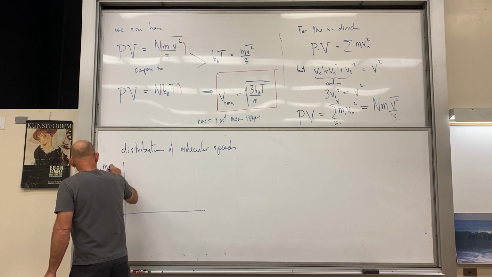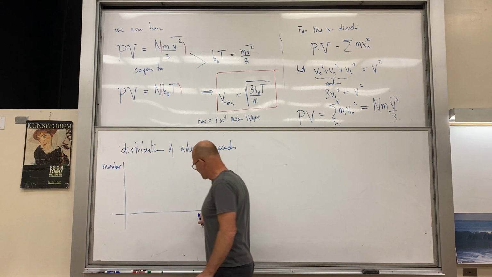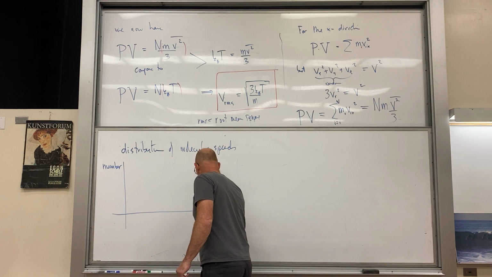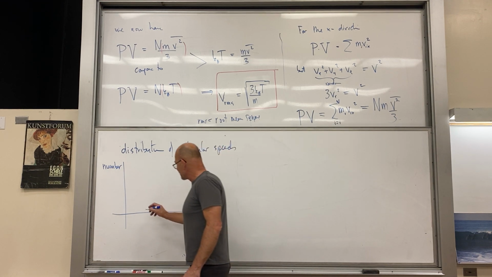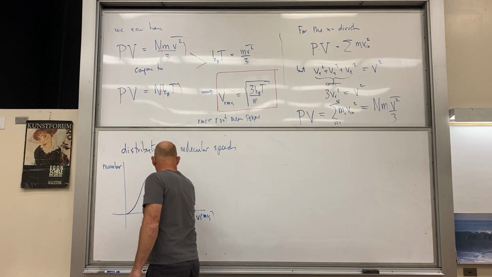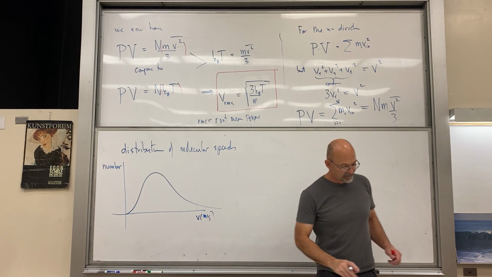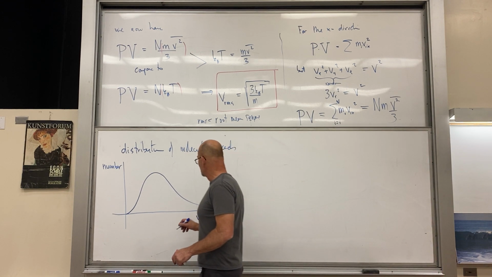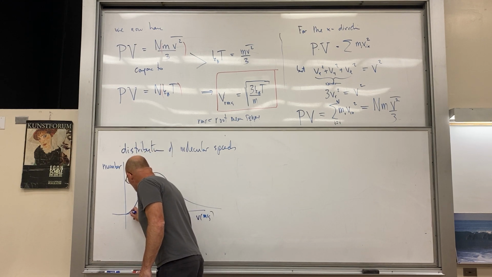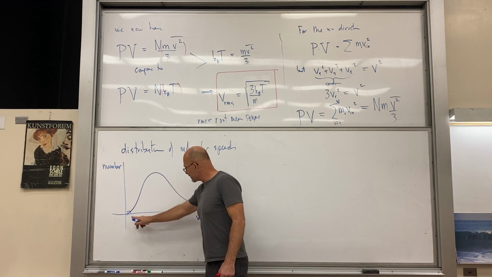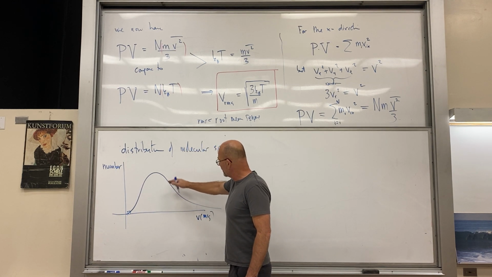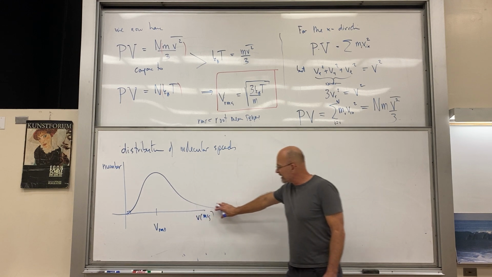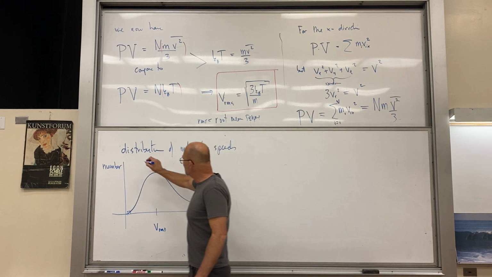And this is a number, and this is a speed axis, V in meters per second, for a given gas. First, let me just draw the graph. It will go like this. And what that means is that there are a certain number of particles with a very slow speed, your VRMS is going to be here, and then there are numbers with very high speeds. So there's what's called a distribution of molecular speeds.